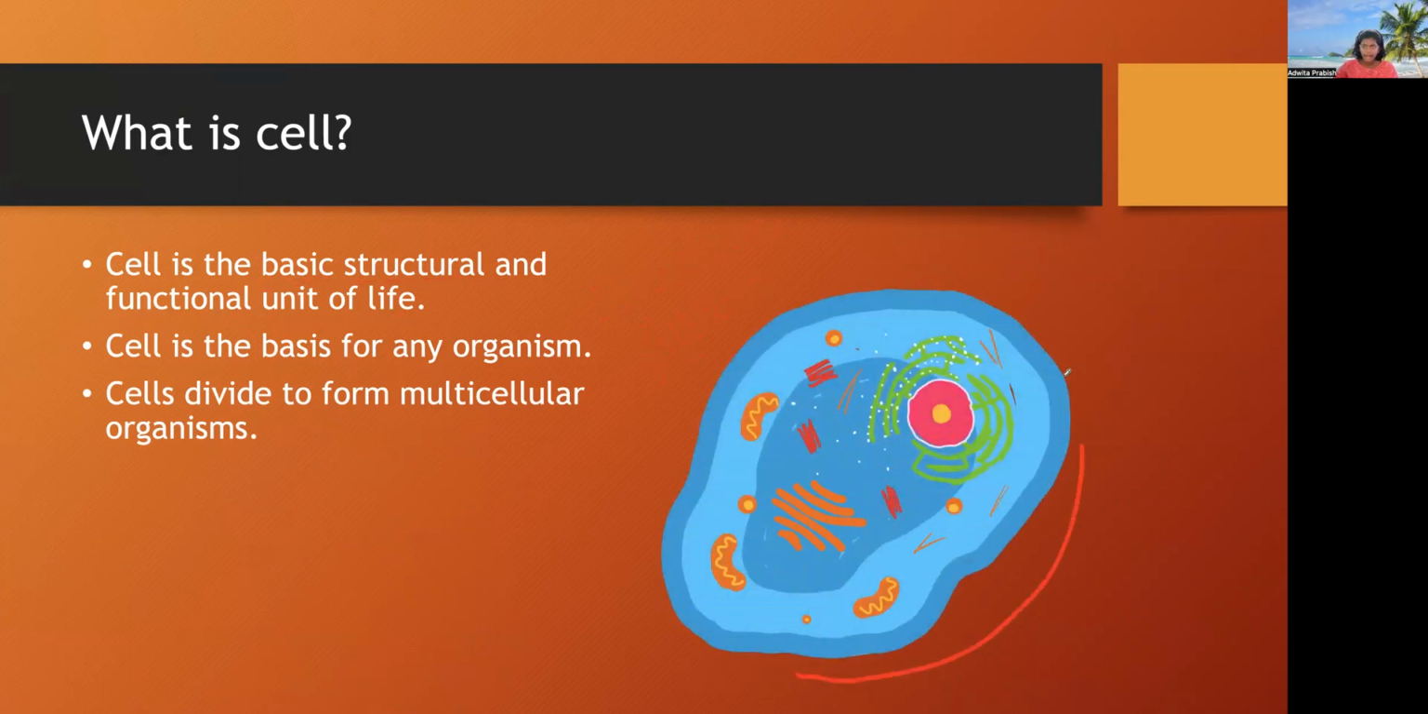So this is how a cell is gonna look. So a cell has a boundary of sorts and it has many structures inside which are called organelles. We shall learn more about them in the chapter.